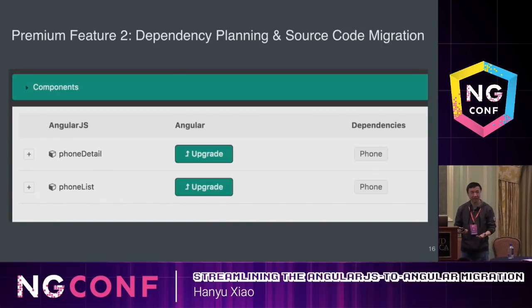And the second feature we implemented was because we know the components and their interdependencies, we actually understand the dependency injection for each of your components. So we have a table that shows your AngularJS component in the first column. In the second column, it's either a button for you to click to do the upgrade, or if you already upgraded it, it will be the Angular component. But the third column shows the dependencies for that component. So we want to upgrade all the dependencies before we tackle the upgrade of that particular component.